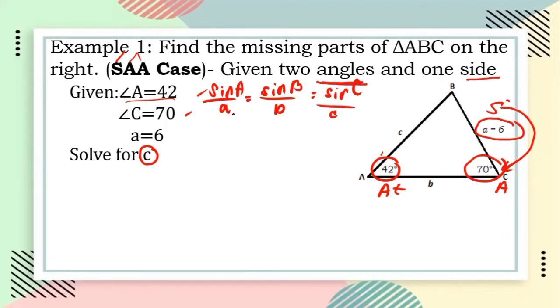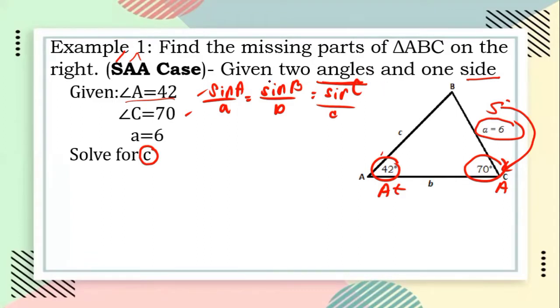Please be careful in writing these letters. If you write small letters, these are the measurements of the sides, and the capital A, B, and C are the measures of the angles.